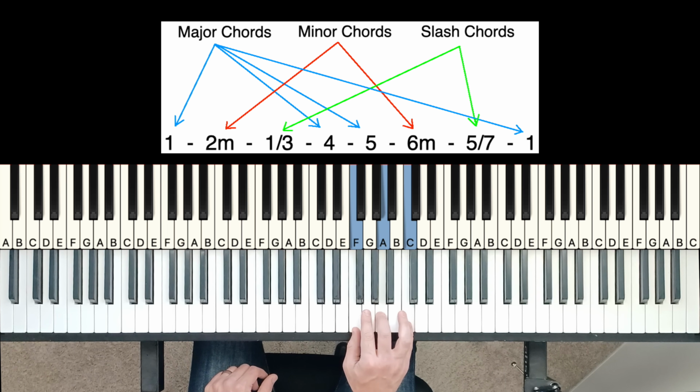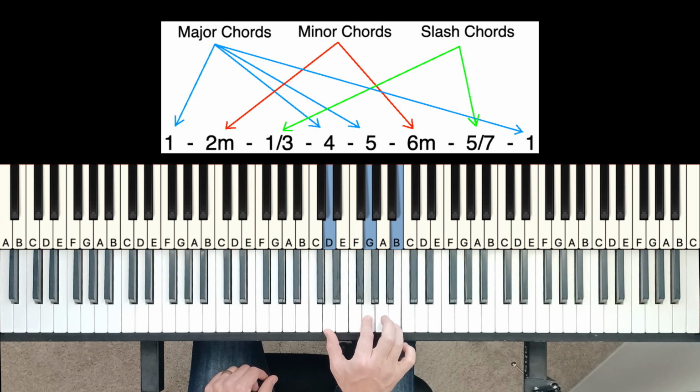1, 4, and again, when you go to the 4, the top note is the shared note between your 1 and 4. And when you go between your 1 and your 5, your G note, or your middle note, is the shared note between your 1 and your 5.